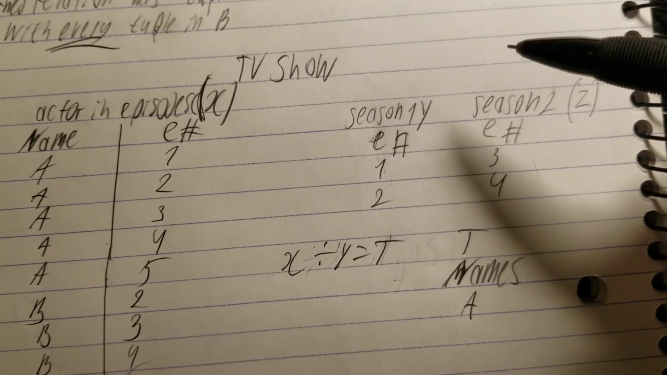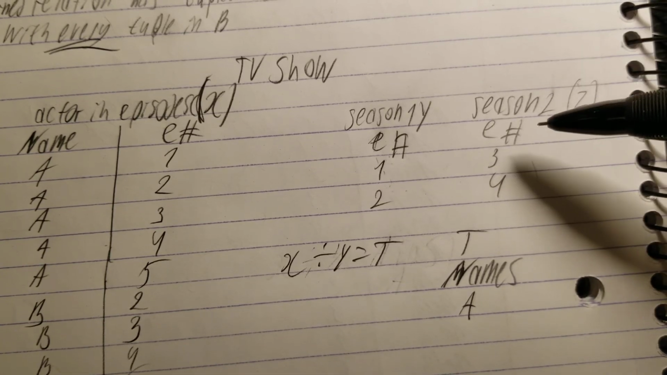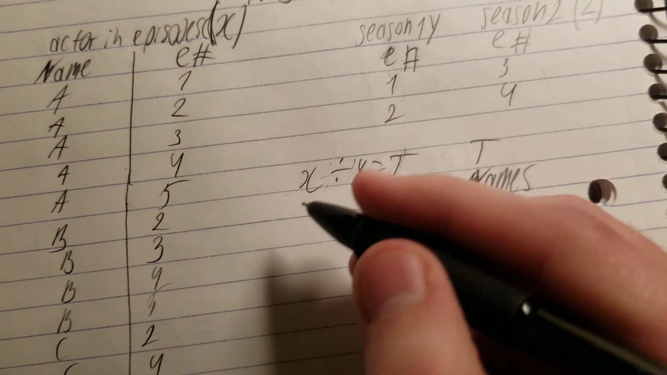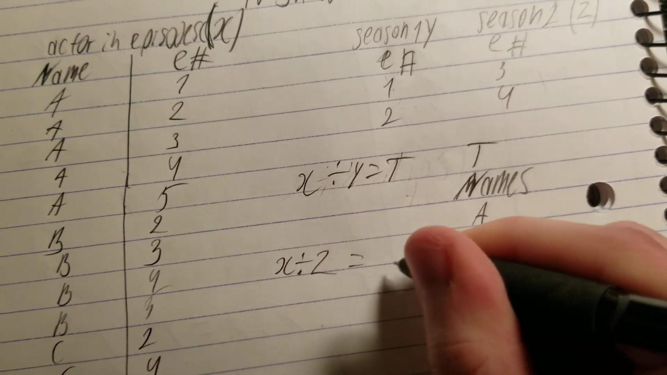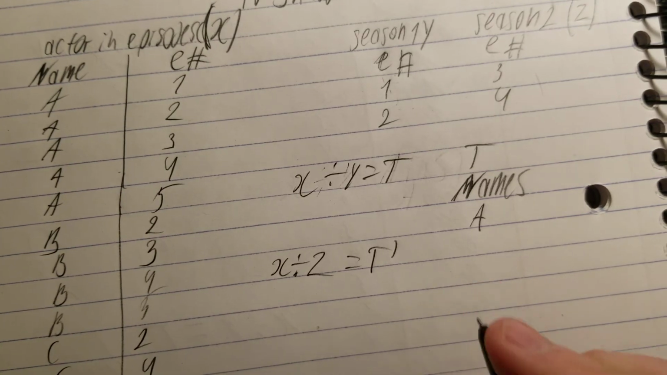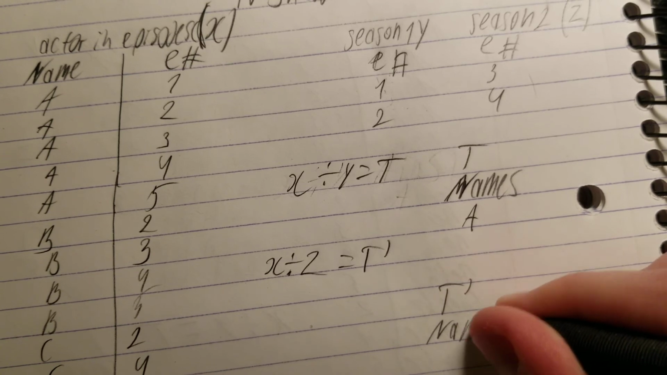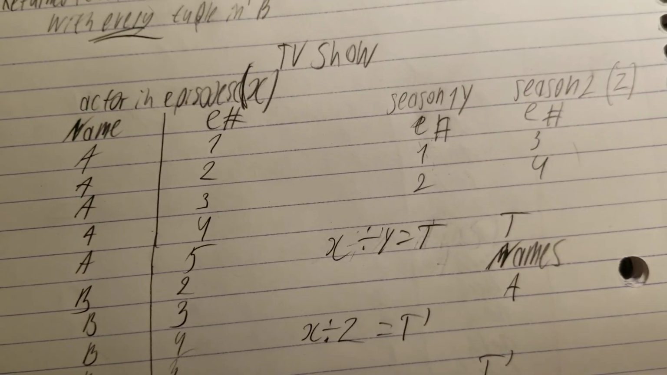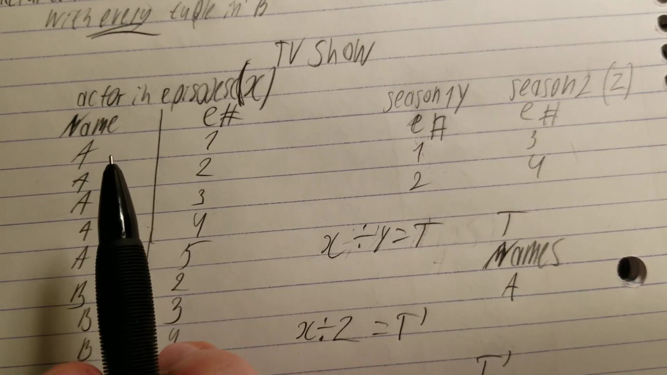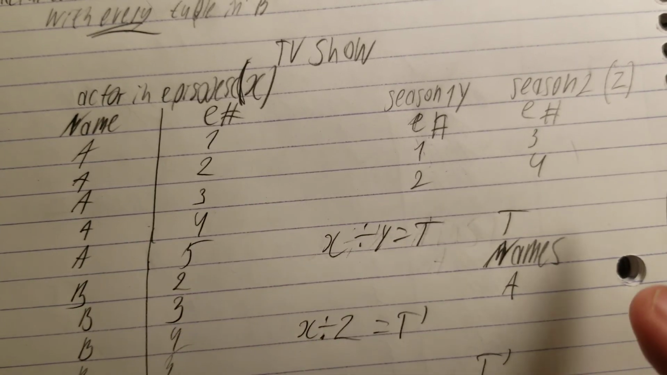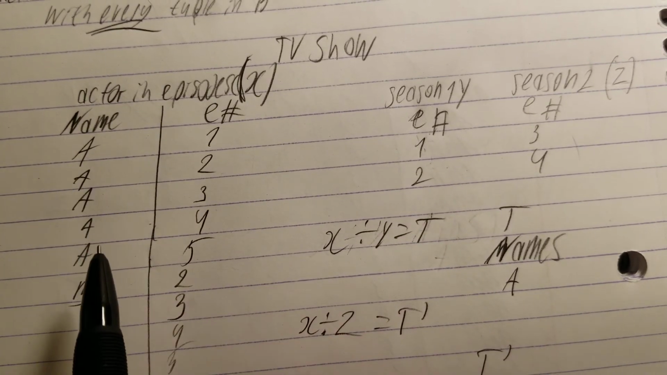Now say we want all the actors who were in every single episode of season 2, denoted by Z. So what we do here is X divided by Z will yield, let's call this T prime. In our table, T prime, names, once again, we want all the attributes of X minus all the attributes of Z. Attributes of X are name and episode number. Attributes of Z are episode number. So it's this minus this. We only care about the name.